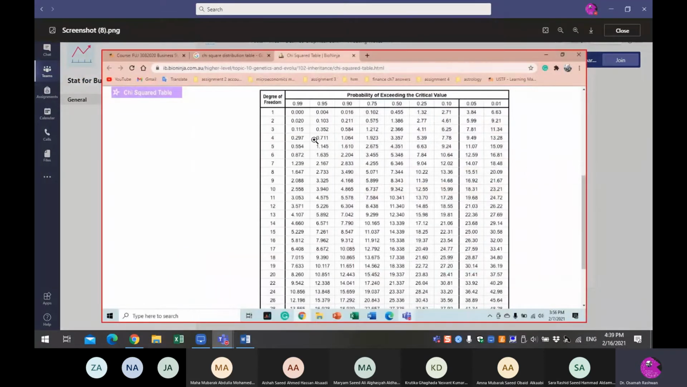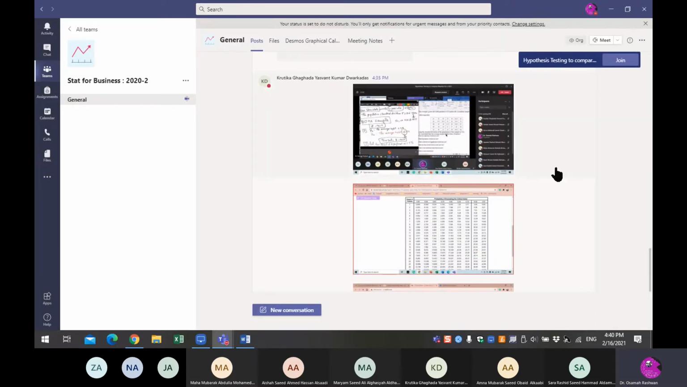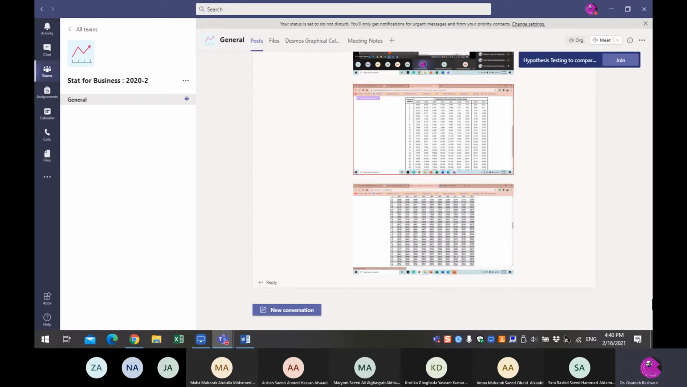Okay, now I have Z positive, right? No, this is not Z. Do you know how I know it is not Z? Because it has degrees of freedom. We don't have degrees of freedom for the Z table, so this is a chi-square table. Please share the Z table, not chi-square. Please be careful to use the right table. Where is the Z table?